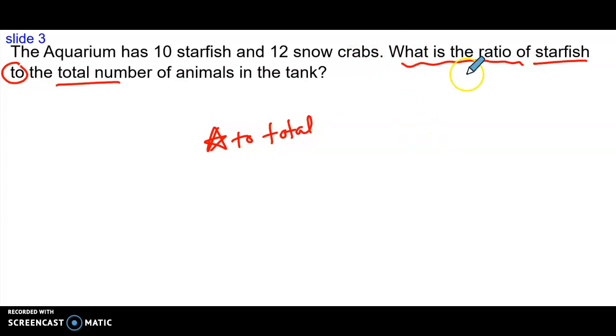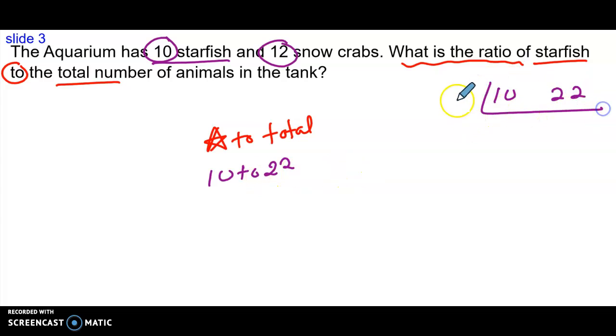Well, how many starfish are there? There are 10 starfish to the total. Well, how do you get the total? You have to add up all of the animals. Well, what's 10 plus 12? 22. So now what do I do to 10 to 22? Put it in a sled. So I'm going to pull out a factor of 2, and I'm going to get 5 to 11.